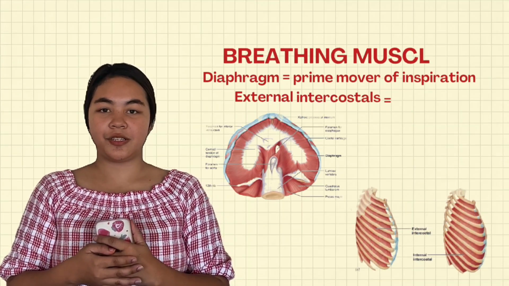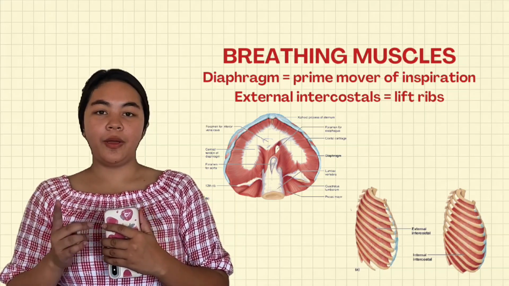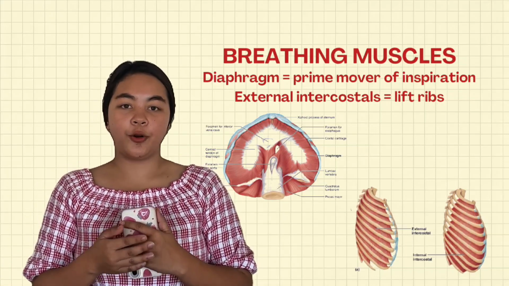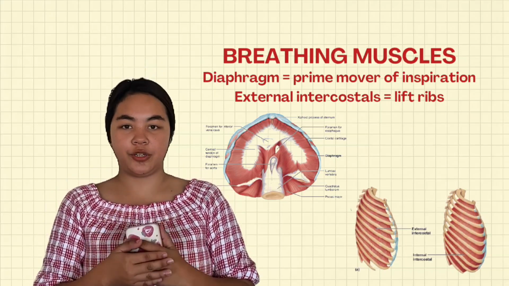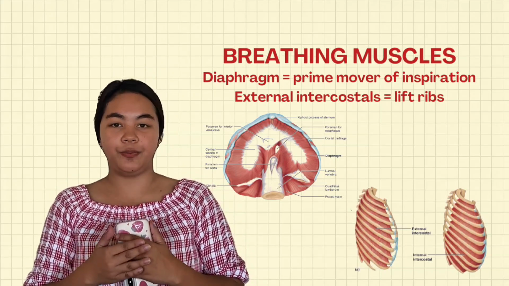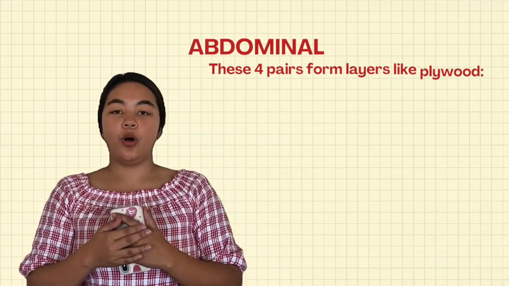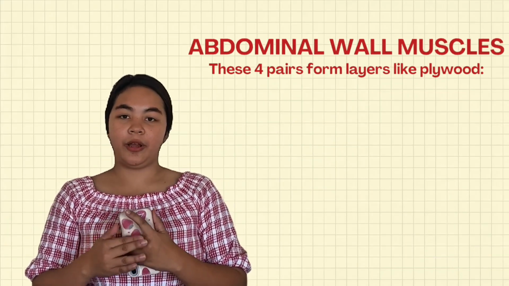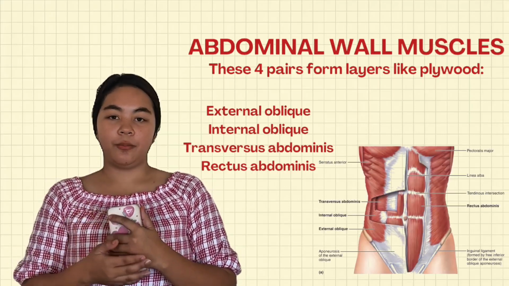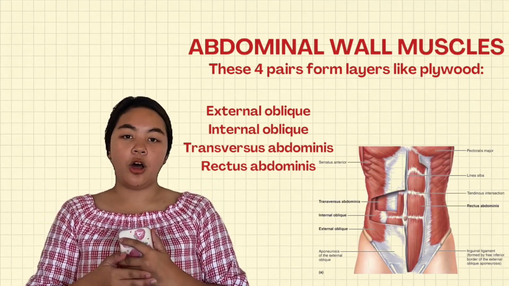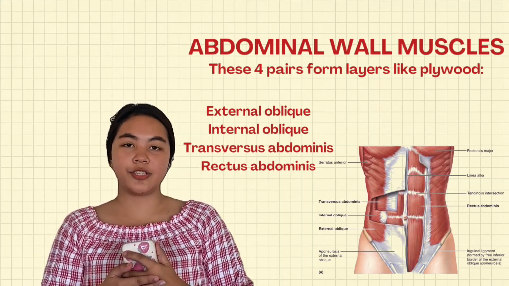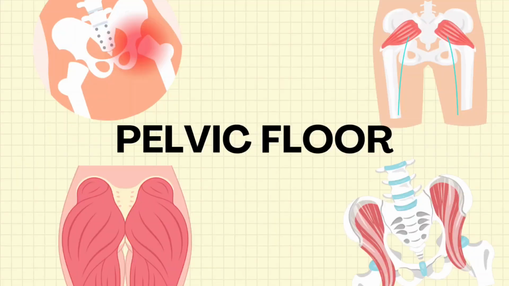Breathing muscles: diaphragm and external intercostals. The diaphragm is the prime mover of inspiration, and the external intercostals lift the ribs. Abdominal wall muscles. These four pairs form layers like plywood: external oblique, internal oblique, transversus abdominis, and rectus abdominis.